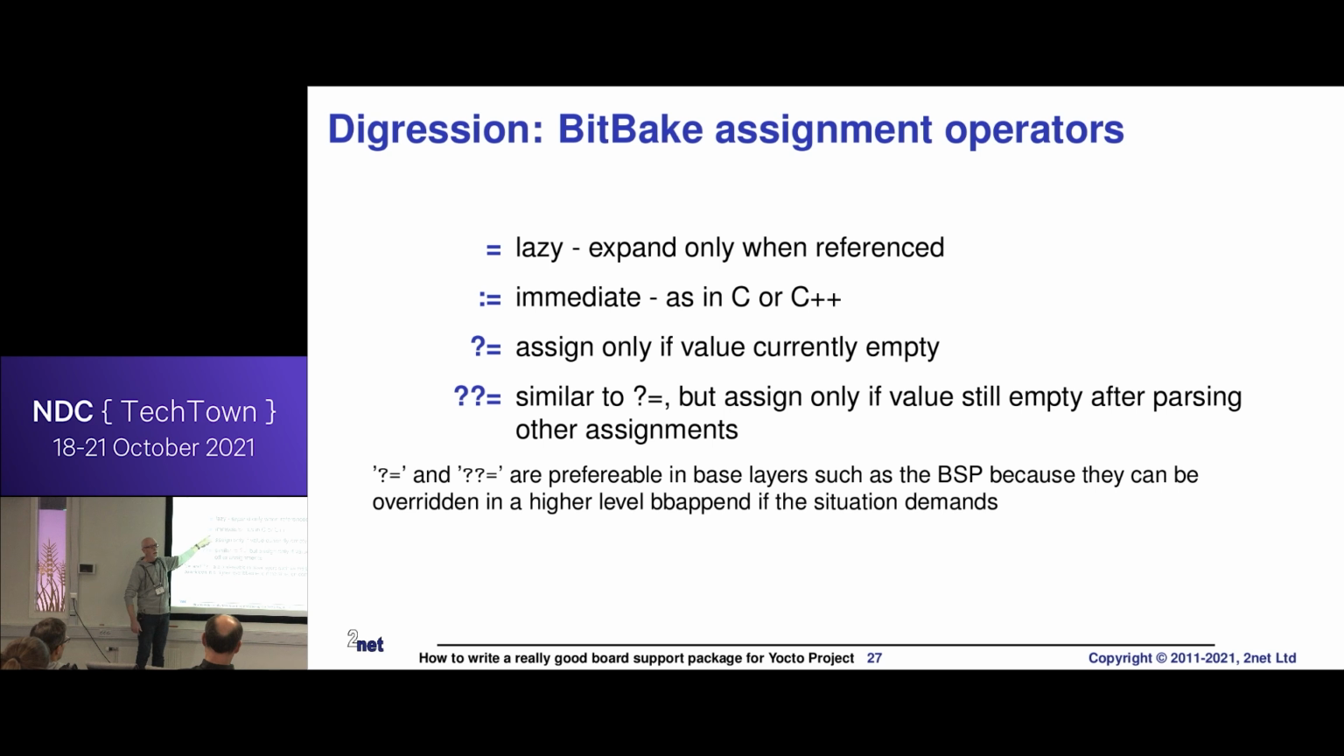Colon equals is more deterministic. This does an immediate assignment when it parses that line, and once it's been assigned, it's never going to change. Usually that's the behavior that you want. And then we have the conditional assignment. So question mark equals means we only do the assignment if it's not assigned already. And then there's also the double question mark equals, which is, no, it isn't.